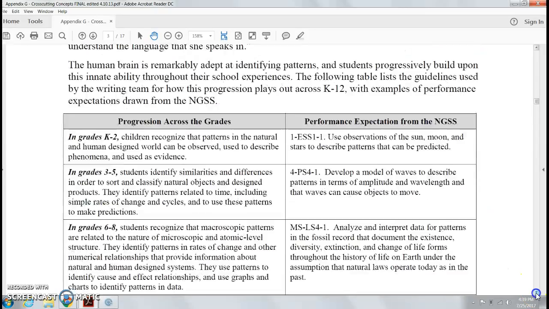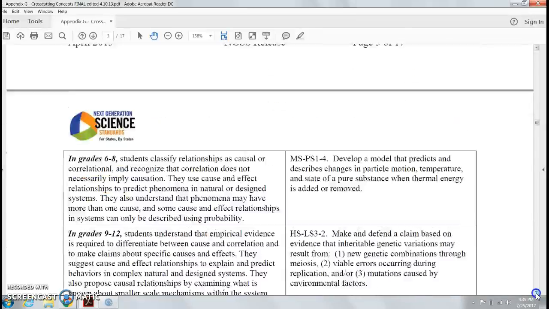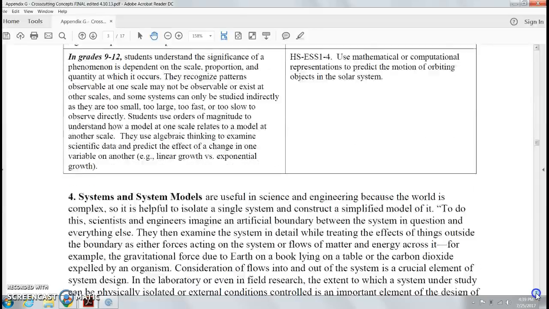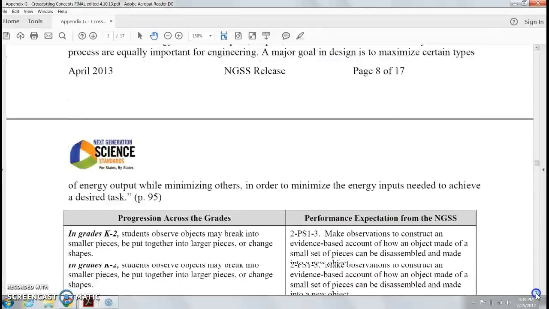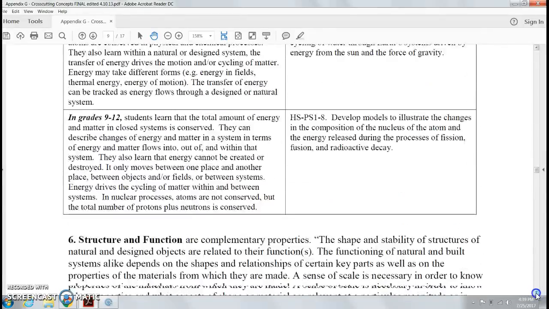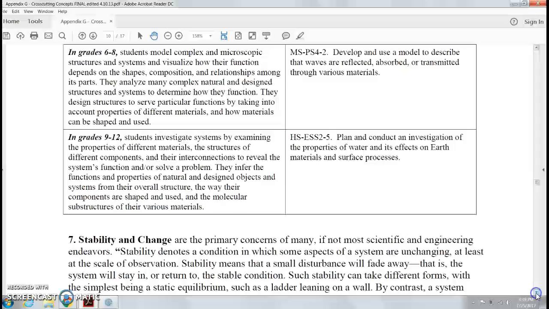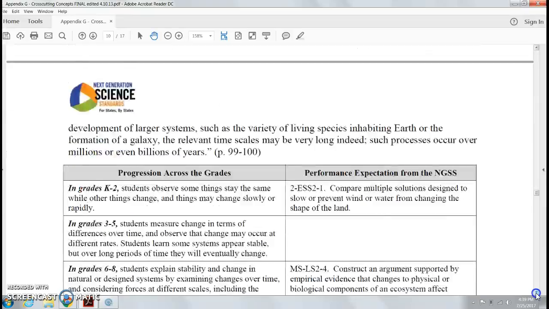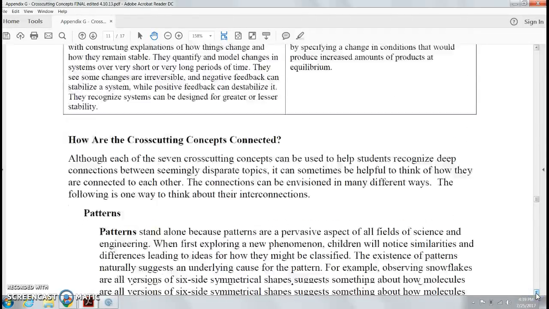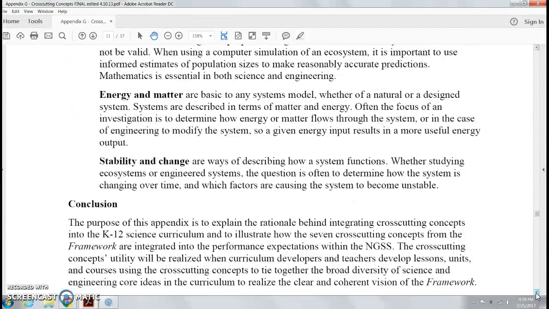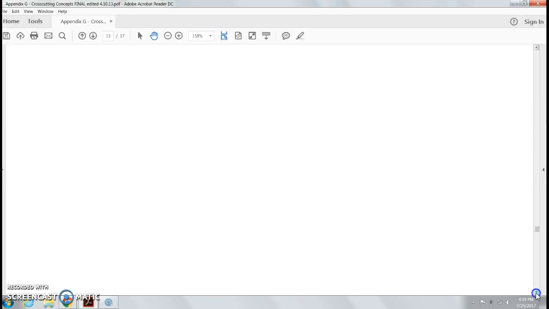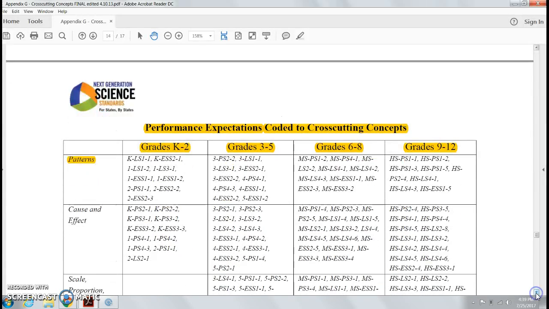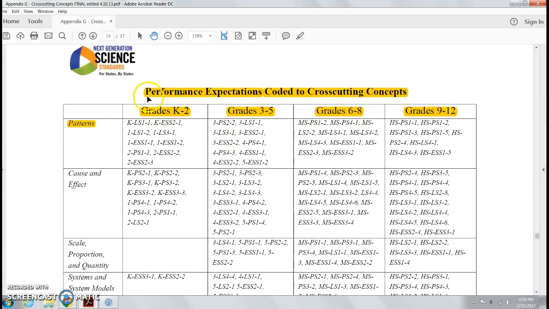Now, I like to look at the matrix toward the end of the document. I find it's a good view for comparing how the cross-cutting concepts progress as you go from kindergarten to 12th grade, just to get an understanding. Go further down. Starting on page 13 or page 14, you'll see the performance expectations coded to cross-cutting concepts.